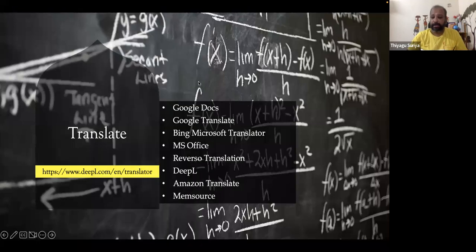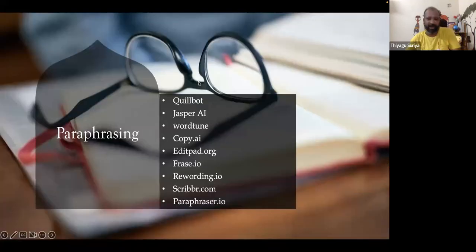And the next feature is called paraphrasing. We have different tools like QLBot, which I already demonstrated, then Jasper AI, WordTune, Copy AI, editpad.org, Phrasly, and reword.io. These are the tools. They are AI-based, because if you provide one paragraph, it does the paraphrasing and finally gives a different output. So for this, we are using paraphrasing.